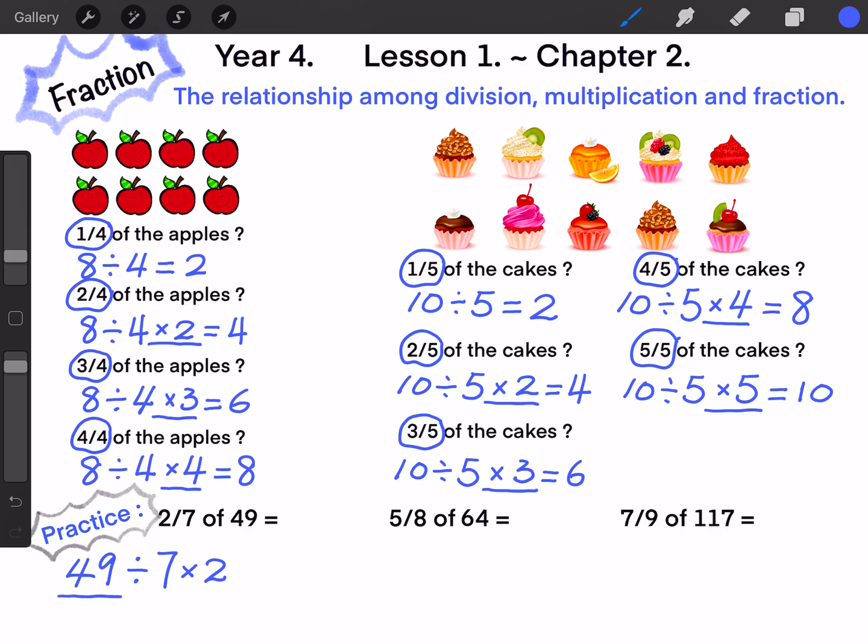49 divided by 7 equals 7. 7 times 2 finally equals 14. So in 2 groups, there are 14 apples. 2/7 of 49 equals 14.